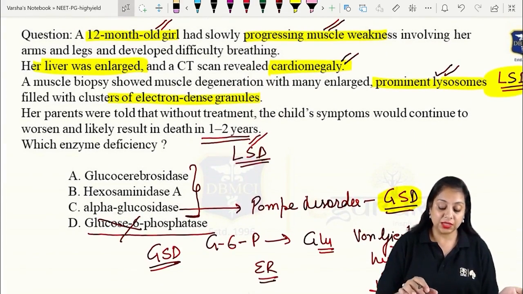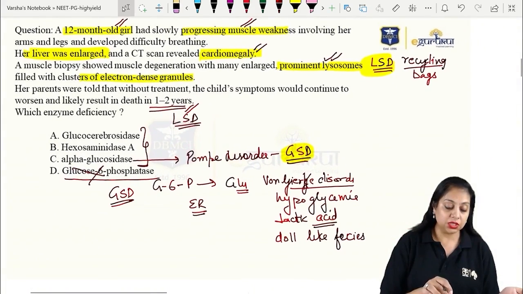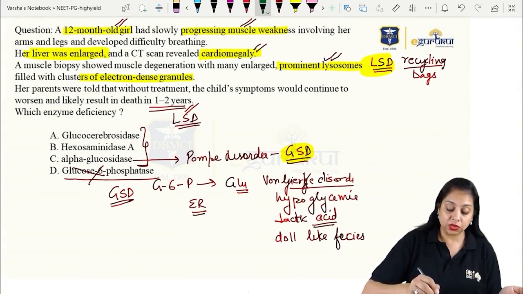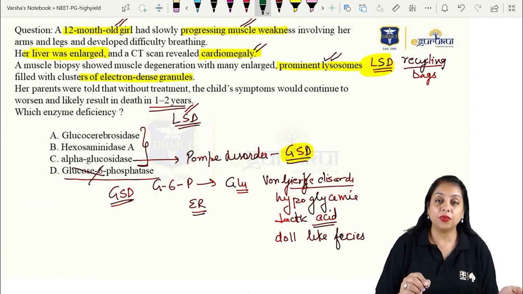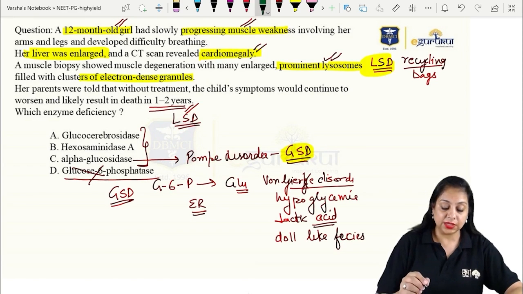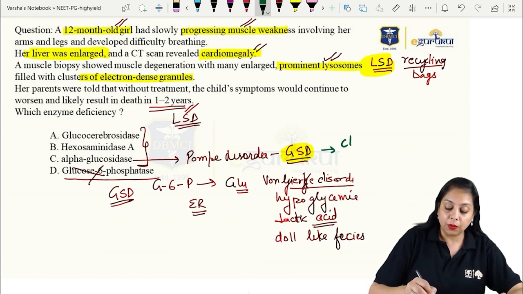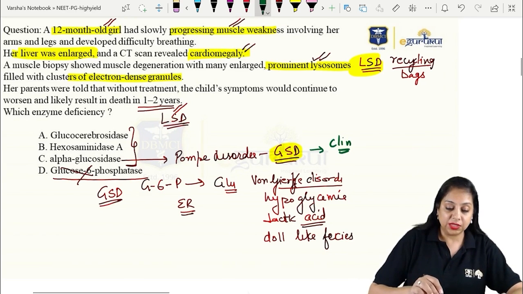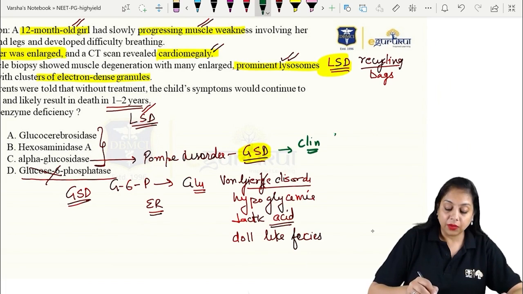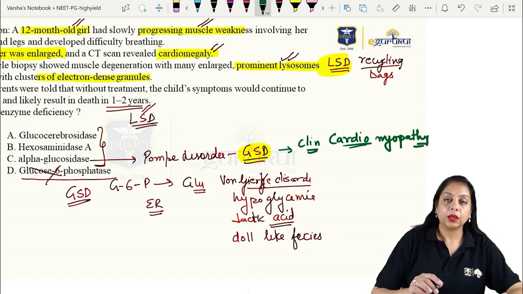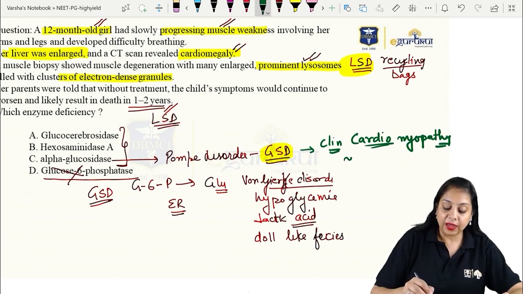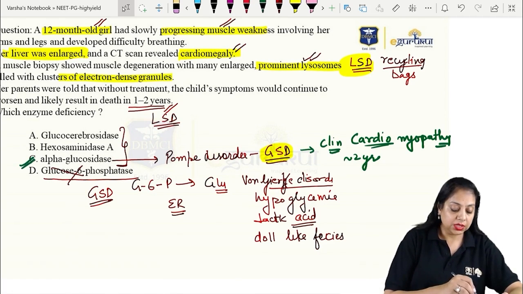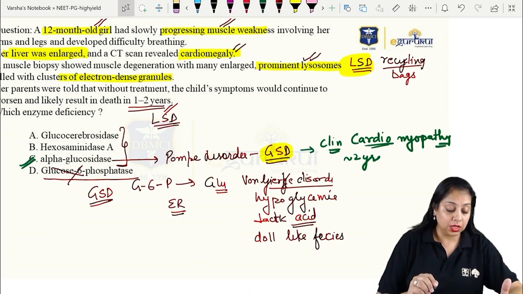So Pompe disease is a glycogen storage disorder which is actually a lysosomal storage disorder because of the deficiency of the alpha glucosidase enzyme. Among the clinical features, the biggest one is cardiomegaly or cardiomyopathy, and the patient usually dies within 2 years. So this is the answer for this question.